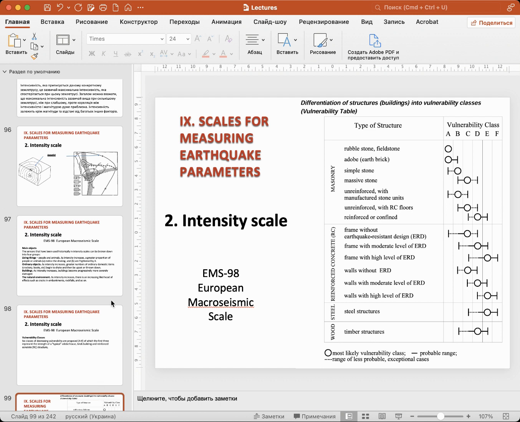Structural materials: masonry, reinforced concrete, steel, and wood. All of those buildings are subdivided according to specific requirements, or the specific way of construction. And masonry buildings can be very vulnerable and have vulnerability class A, and then they can be very earthquake resistant, with vulnerability class even E in some cases.